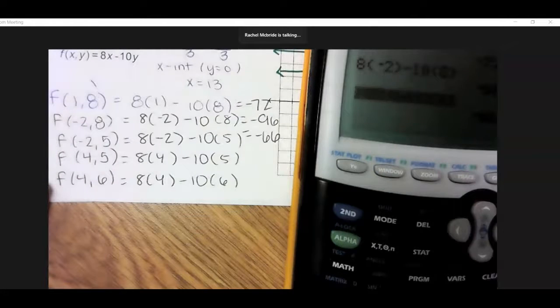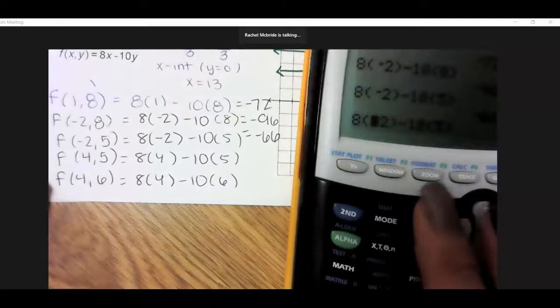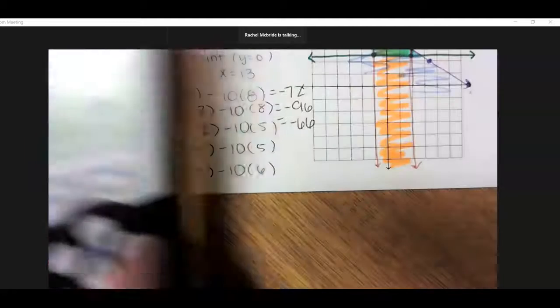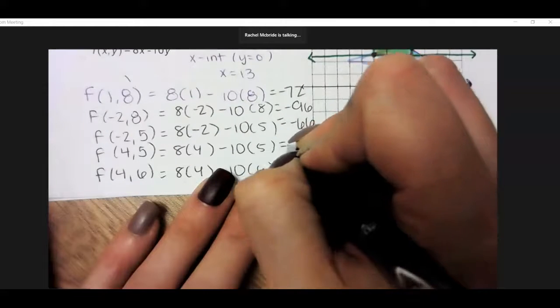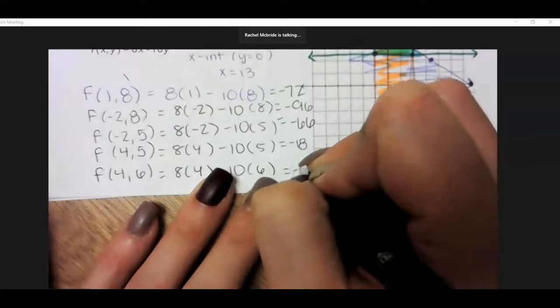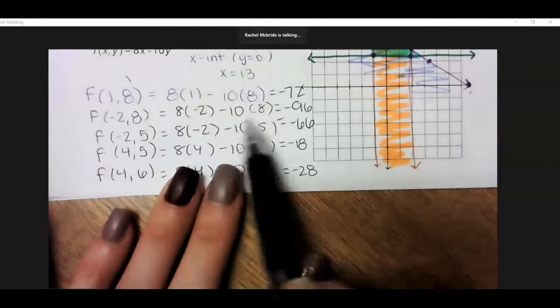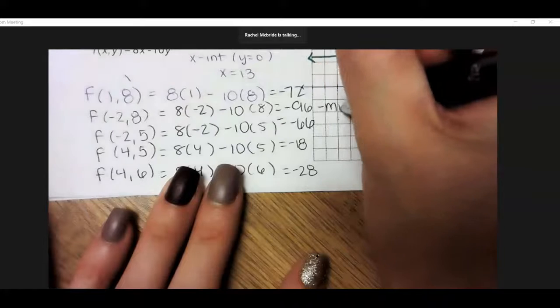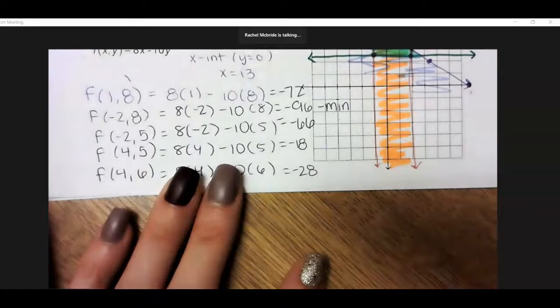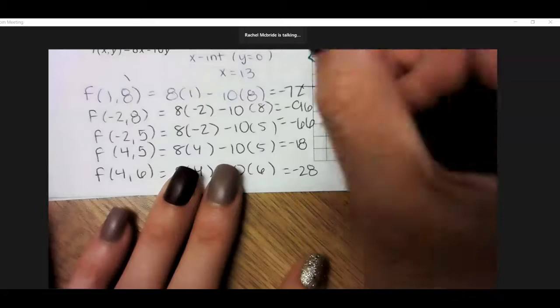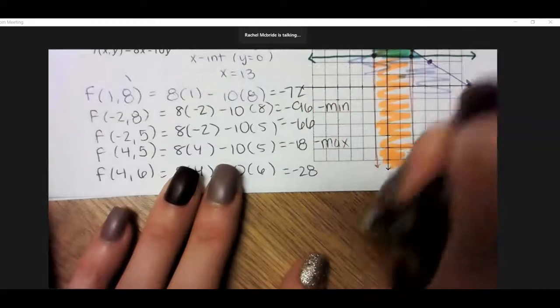And then finishing out at the bottom, we have 8 times 4, and 8 times 4, but 10 times 6. So I get negative 18 and negative 28. So my largest negative number occurs here. That is our min. And my largest positive number occurs here. So that is my max.